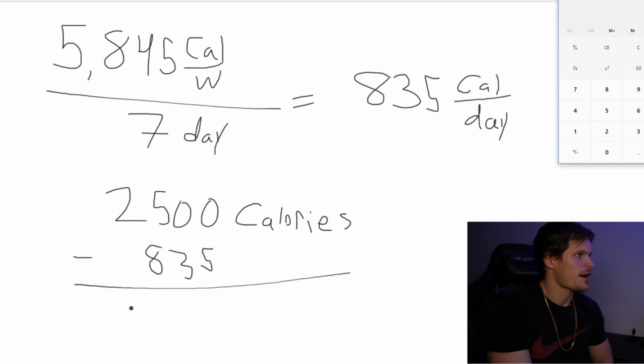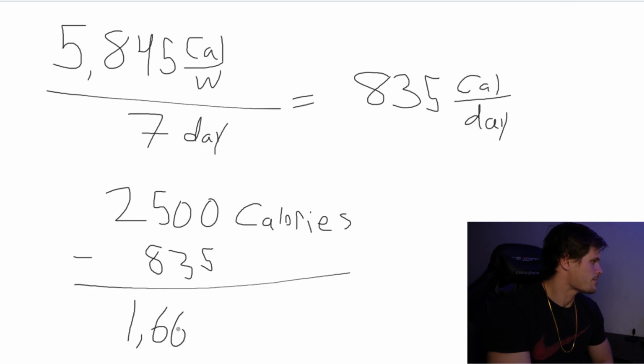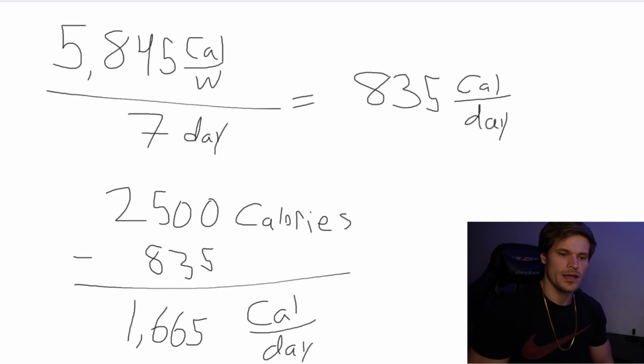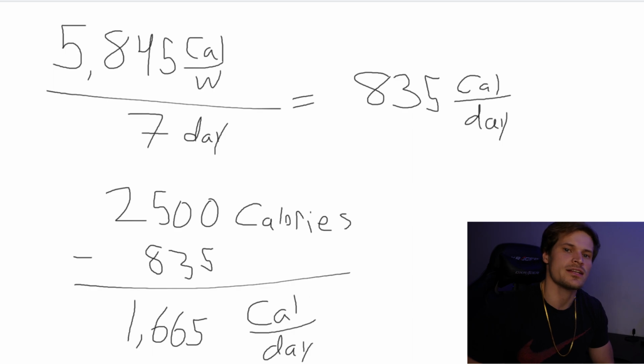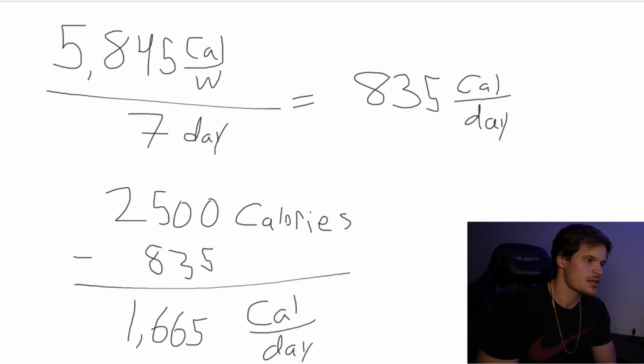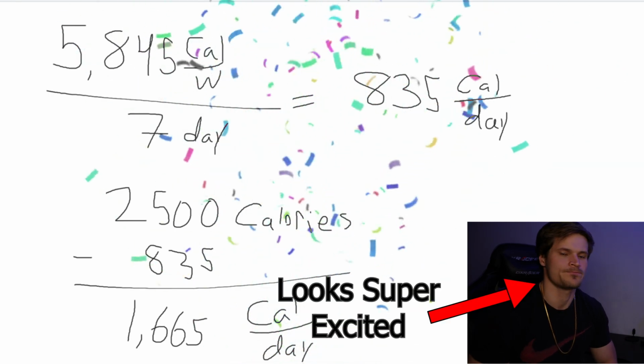We get 1,665 calories per day. And this is what you need to eat per day in order to reach your goals, right? So if you eat 1,665 calories every single day for those 12 weeks, you will end up losing that 20 pounds over those 12 weeks, and you will have reached your goal.